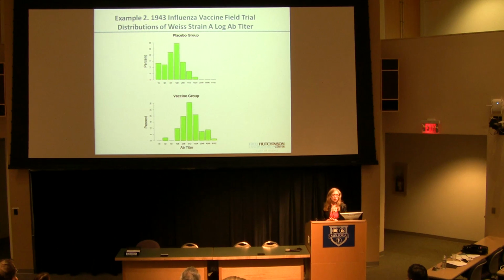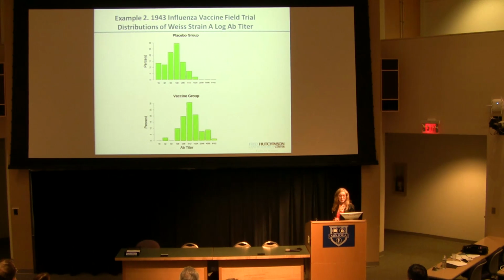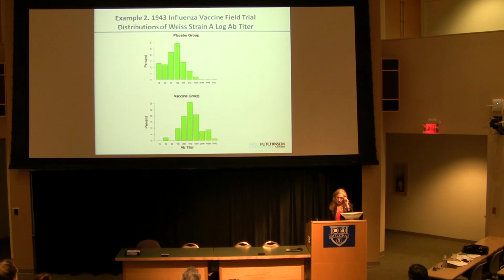So what you can see here, this is another example, is the placebo group at the top and the vaccine group at the bottom, with the antibody titer on the x-axis and the percent in the group that had that antibody titer. And so what you can see is that the antibody titer in the placebo group was in general lower than the antibody titer in the vaccine group. And what we can also think about is it's influenza, and so we know you get repeated exposures to influenza over your life. So unlike many infectious diseases, the placebo group would actually possibly have an antibody titer that you could measure.